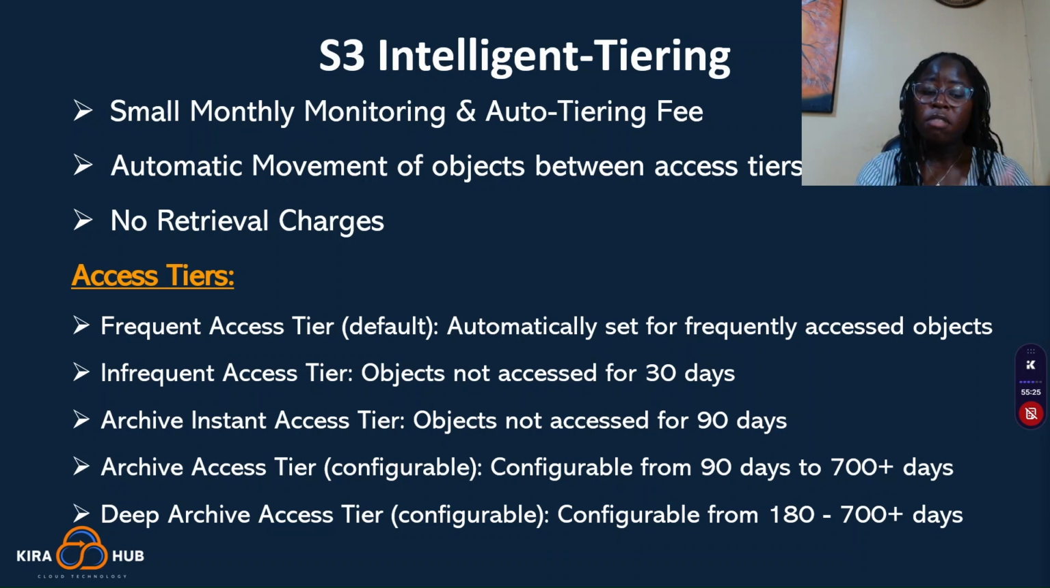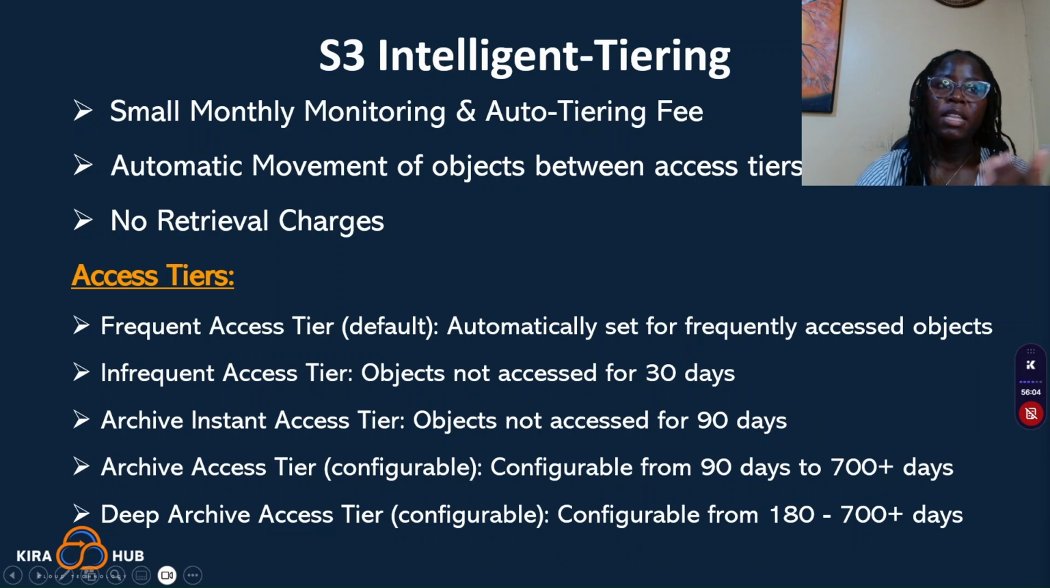Of course, we have the frequent access tier where our object will be placed first. If that object is not accessed for like 30 days, it's automatically moved to the infrequent access tier. Maybe after 90 days, if it's still not accessed, it moves to the archive instant access tier. And then you have some more configurations you can make. Maybe 90 days to 700 plus days, move to the archive access tier or deep archive access tier. But note that these tiers do not reflect the storage classes. These are just tiers for the intelligent tiering storage class.